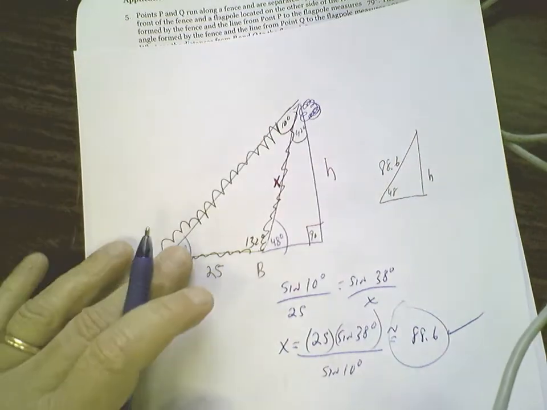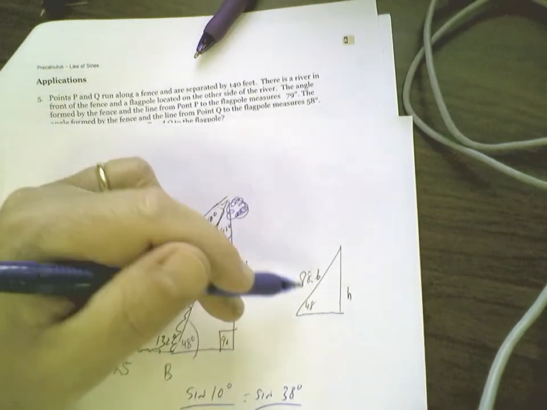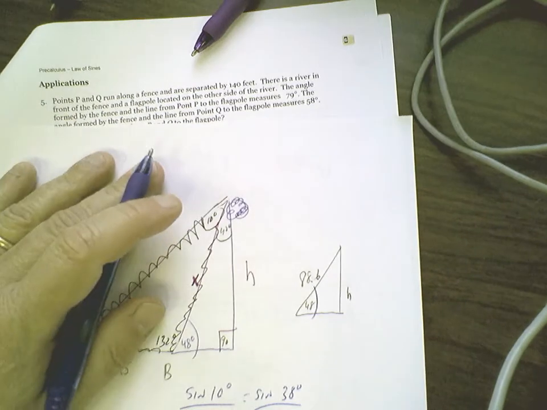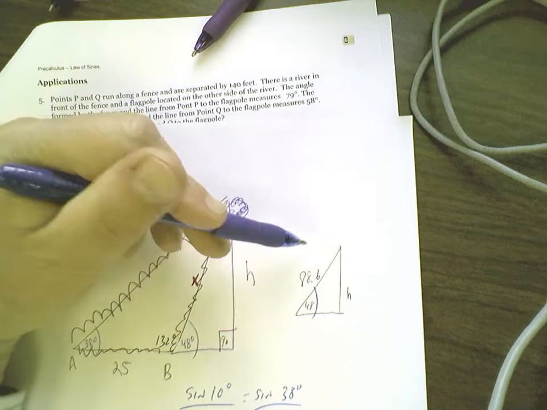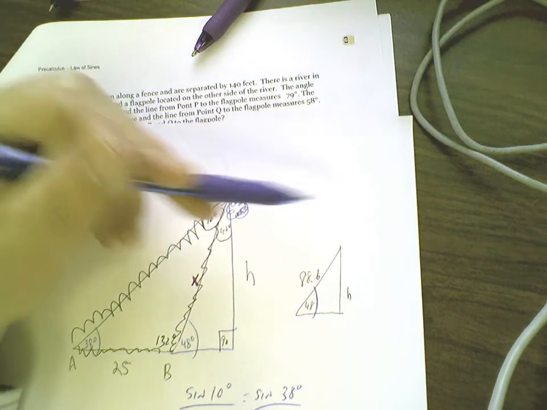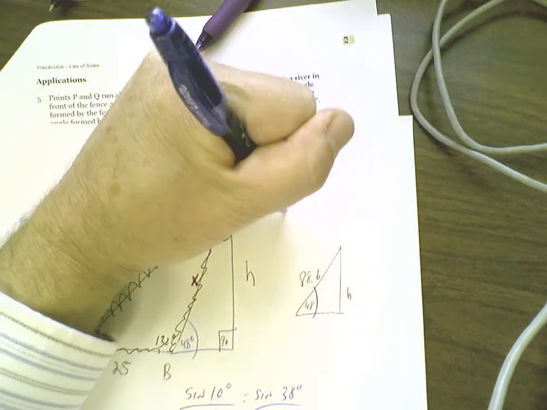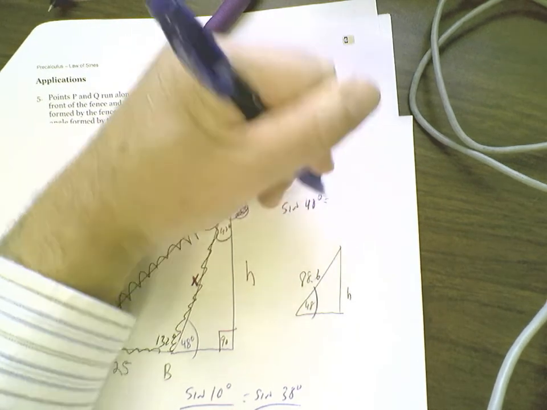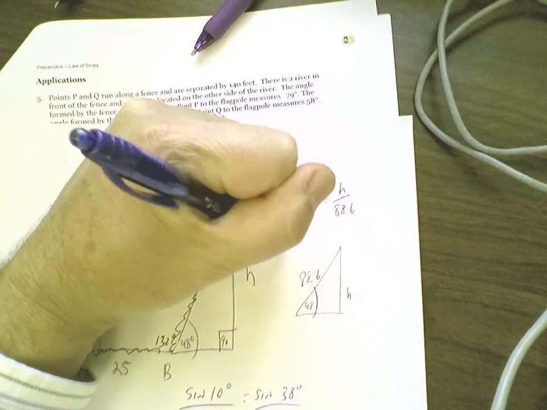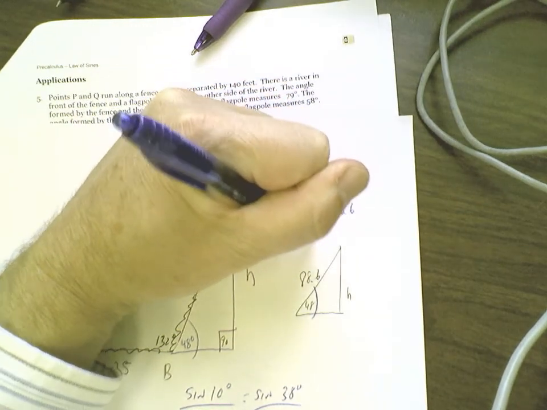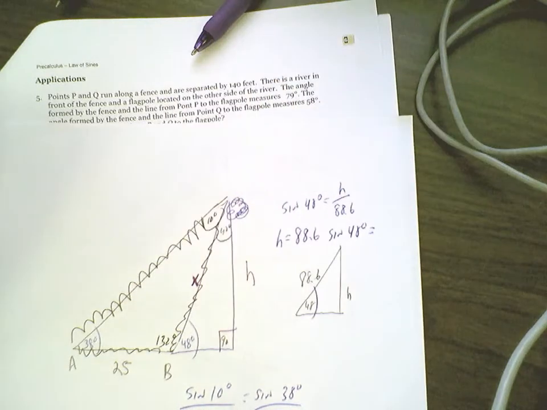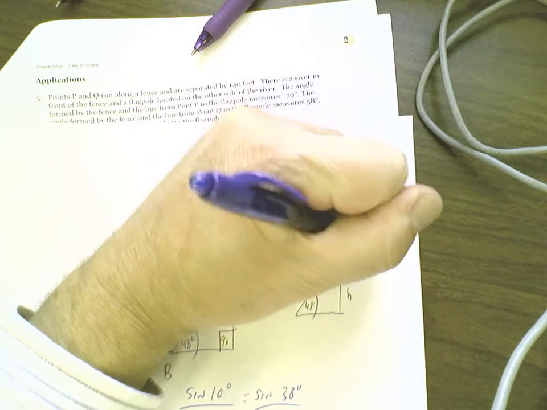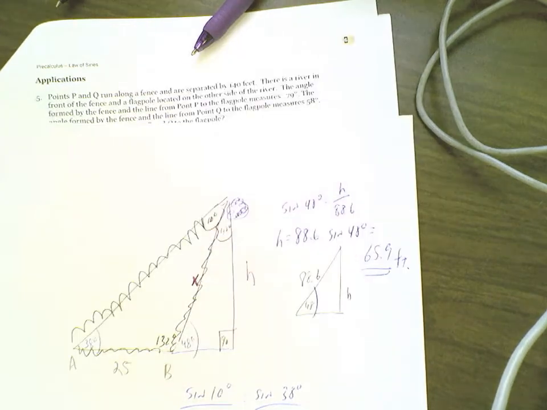And now, to get the height of the tree, gee whiz, right back to some of my good old SOHCAHTOA stuff. 48 degrees, I'll work with that. I could work with a 42 degree angle up here that we found before, but just work with that. I could say that the sine of 48 degrees is equal to h over 88.6. H, the height of the tree, is nothing more than 88.6 times the sine of 48 degrees. And when I work my way through that, I'm going to get 65.9 feet. That's how tall this tree is.